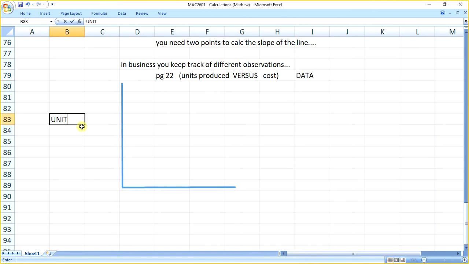So if I look at units produced, let's put units produced on this axis. Another word for that could be volume, could be output, could be just units, production. Obviously you've got an x-axis, and then on the left we have the cost. Does that make sense? Yeah. With me? Yes, yes. Okay.